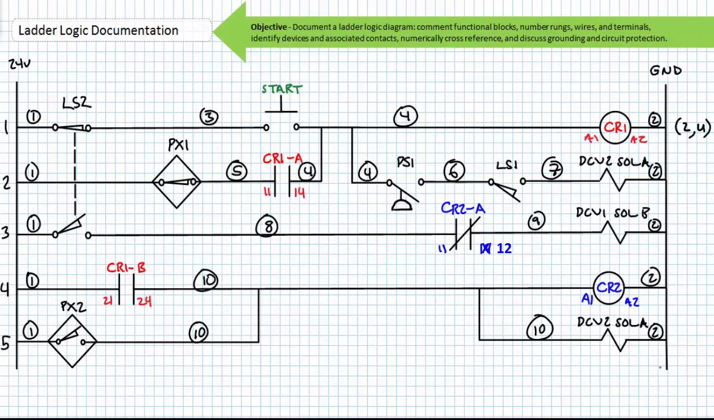The numerically cross-referenced rung 1 indicates that when rung 1 is energized, something in rung 2 closes, as does something in rung 4. The numerically cross-referenced rung 4 indicates that when rung 4 is energized, something in rung 3 opens. Note the underlined 3. The normally open manual start push button would get terminal numbers 3, 4, as would the normally open pressure switch 1 and the normally open limit switch 1. The normally closed proximity switch PX1 would get terminal numbers 1, 2.